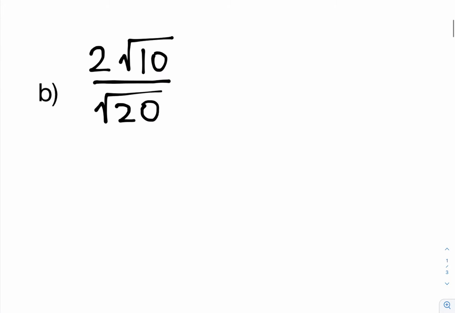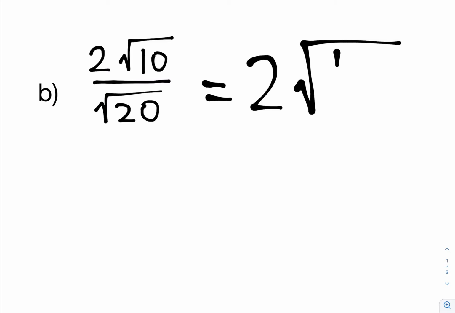Okay, so this is 2 square root 10 over the square root of 20. So now we have a 2 in front, and there's an imaginary 1 in front of the square root of 20. So 2 over 1 is 2. I'm going to leave that 2 out in front. And this is the same as 2 times the square root of 10 over 20.